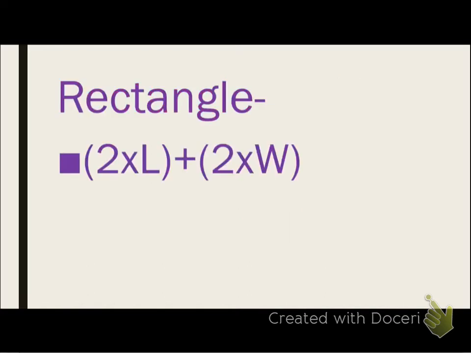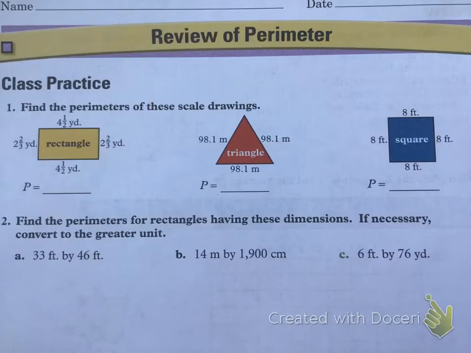And this is how you do a rectangle: 2 times the length plus 2 times the width. And then the square, I didn't put the square one on there, but the square one is just 4 times the sides. Okay, 4 times the sides. Sorry, my bad. Okay, here we go. We're on page 257. It says, find the perimeter for these scale drawings.